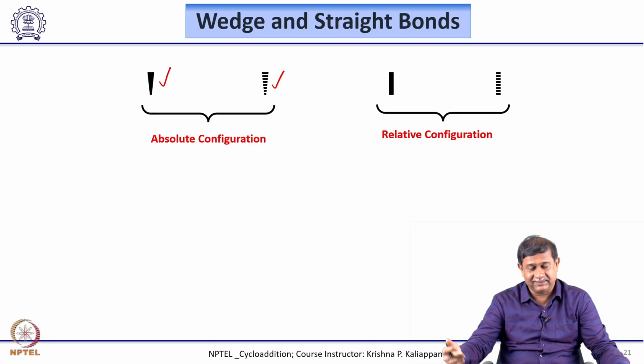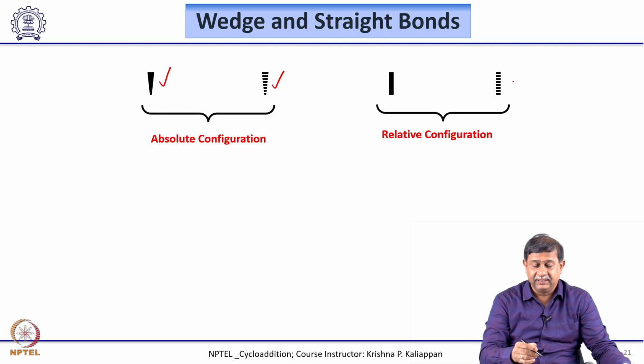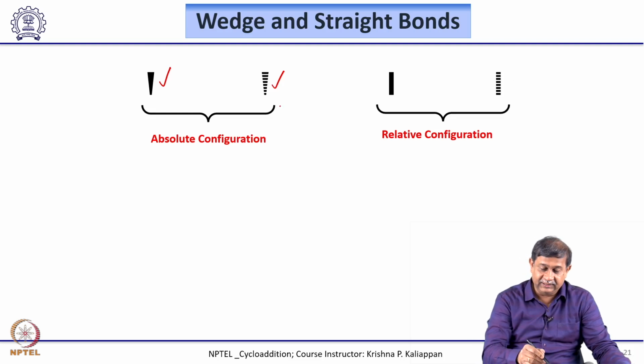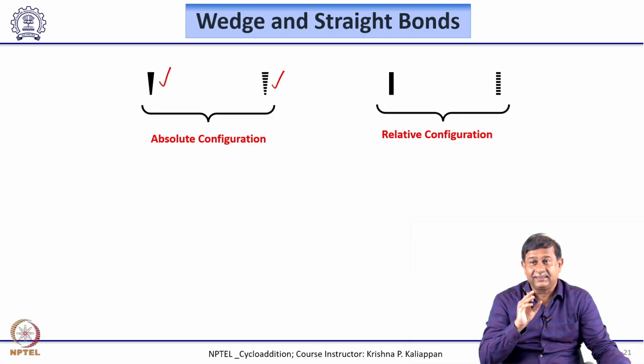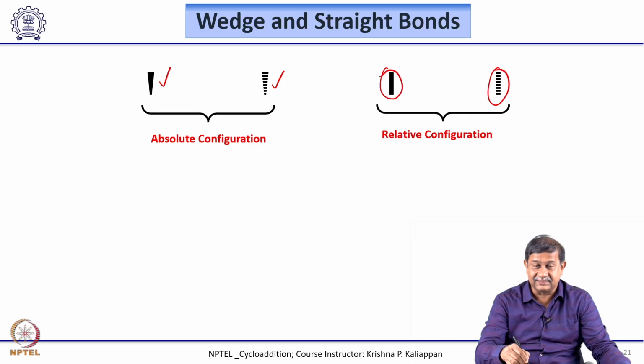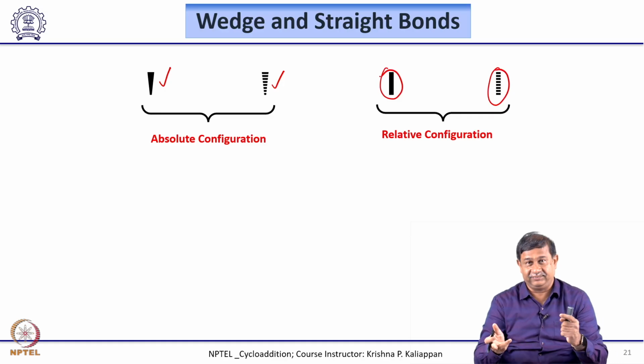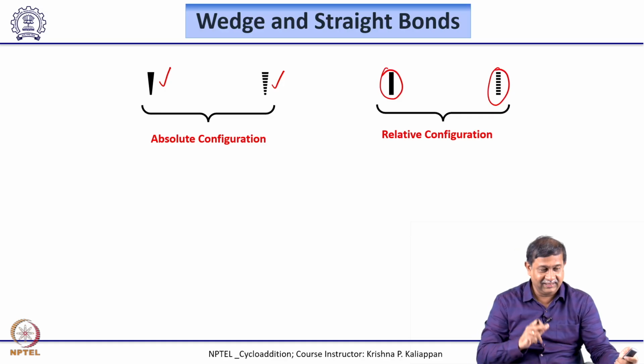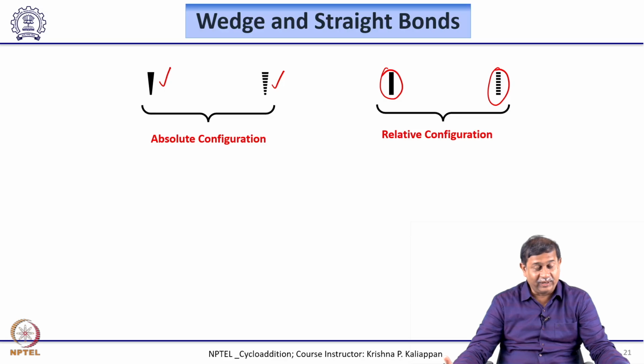And in some structures, you see it's a straight bond. It does not taper down. What does it mean? Wherever you see bonds that are tapering down, that means that is the absolute configuration at that center. If it is not, and if it is a straight bond like this, that means they are relative, not absolute. I will give one example to understand better about wedge and straight bonds.